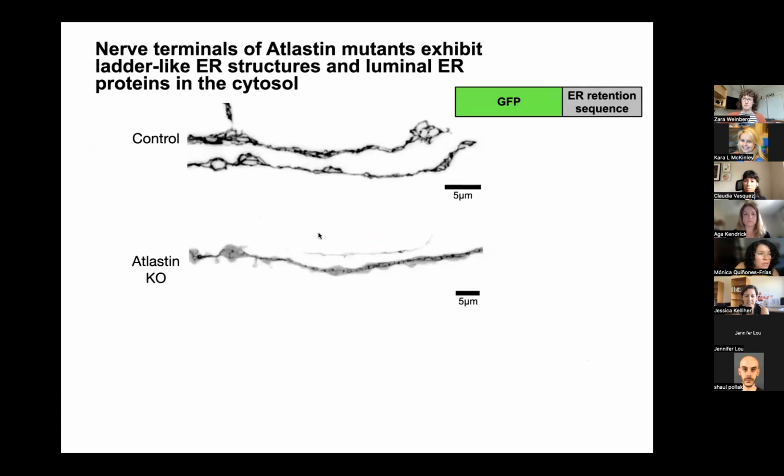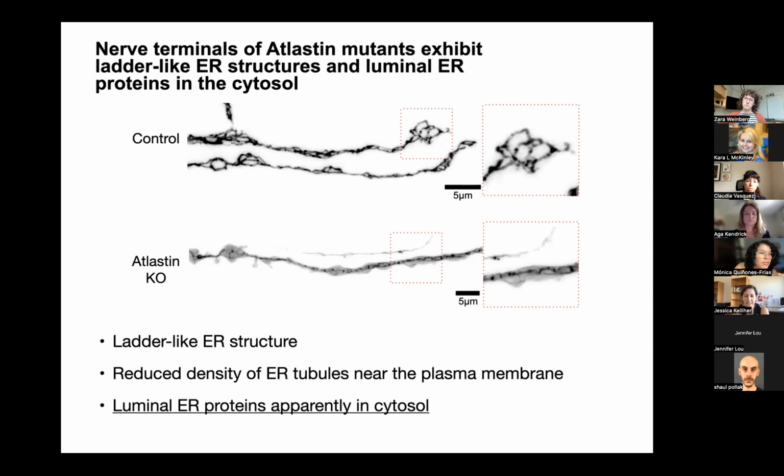And so to visualize the ER in atlastin mutants, I used the same approach that I described before, where I expressed in neurons this luminal ER marker, and then I imaged the structure of control or mutant synapses using Airyscan microscopy. And I discovered that, similar to other cell types, the structure of the ER in these mutants was significantly disrupted. However, I discovered some unique features in atlastin knockouts at axon terminals.